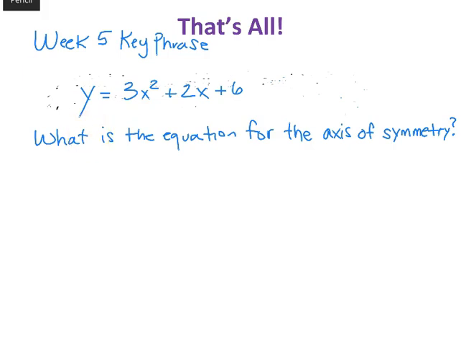So I want you to look at this equation, y equals 3x squared plus 2x plus 6, and I want you to tell me what is the equation for the axis of symmetry of this quadratic function. And that is it. You will get your 10 points for watching this recording by answering this question correctly.